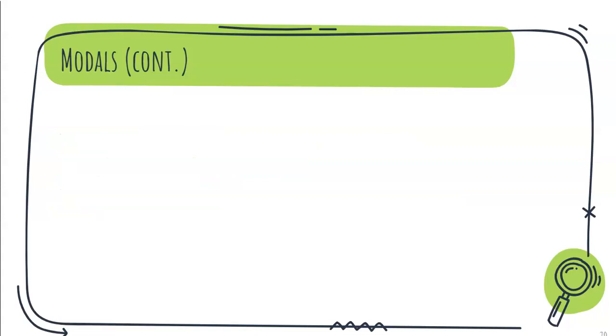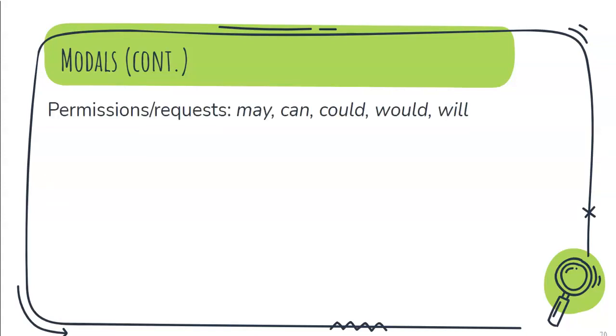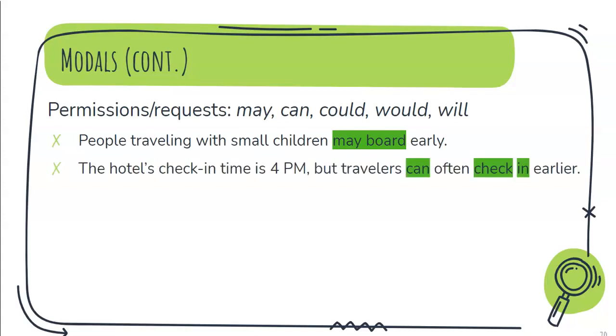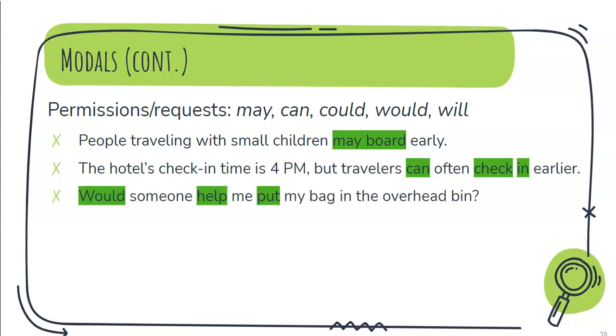For permissions or requests, use may, can, could, would, and will. People traveling with small children may board early. The hotel's check-in time is 4 p.m., but travelers can often check in earlier. Would someone help me put my bag in the overhead bin? Will you please turn off your phone?